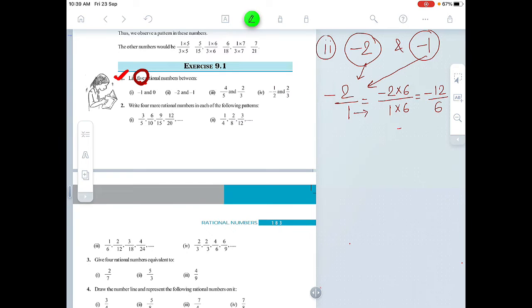And for this one, how to do it? -1 by 1 again: -1 into 6 divided by 1 into 6, and it comes as -6 by 6. Now you have to find the rational numbers between these two. Very easy, just like the previous sum. Just after -12 by 6 we get -11 by 6, then -10 by 6, then -9 by 6, then -8 by 6, then -7 by 6.